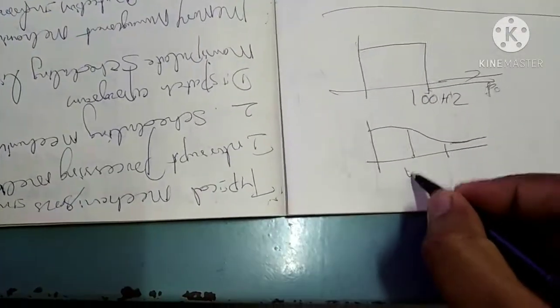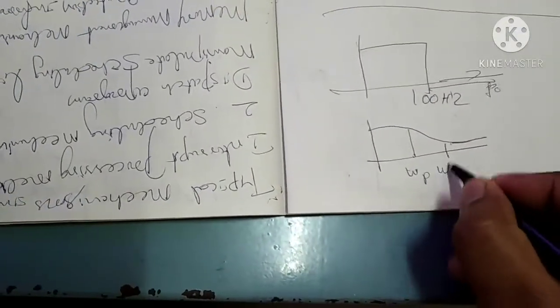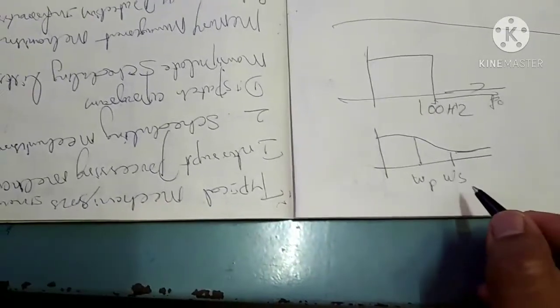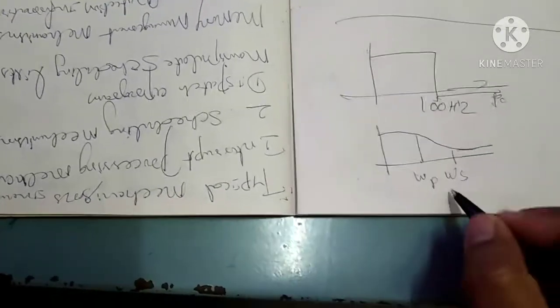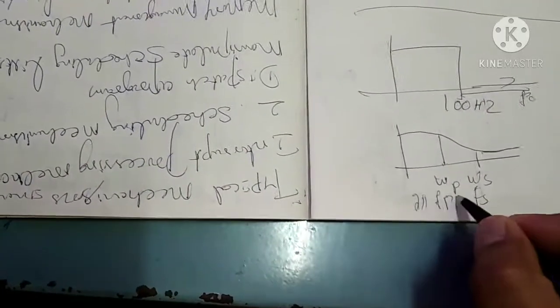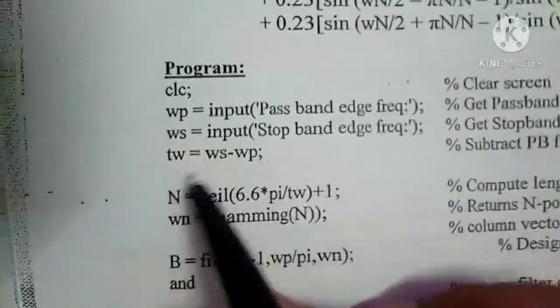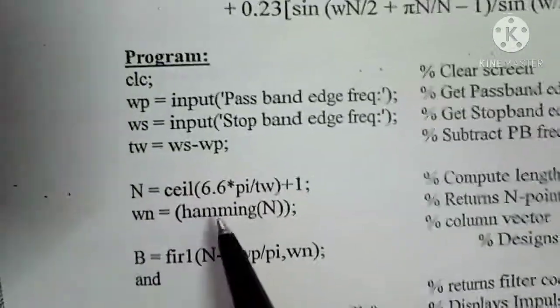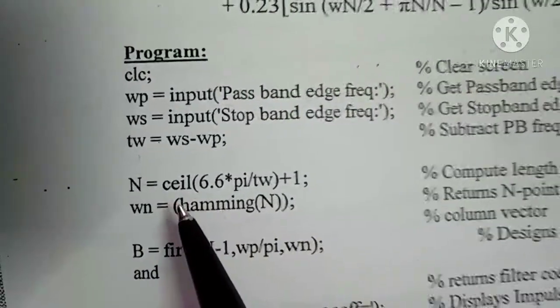This frequency we call the pass band frequency, omega p, and the frequency where we have to stop, we call the stop band frequency, omega s. If I multiply by 2 pi, then it is 2 pi fp and 2 pi fs. So we have calculated omega p and omega s, and we have taken the difference between them. So C will indicate just a nearest number.